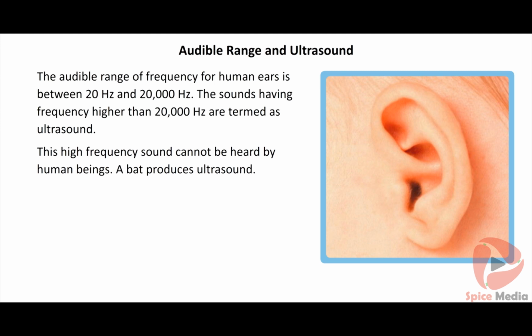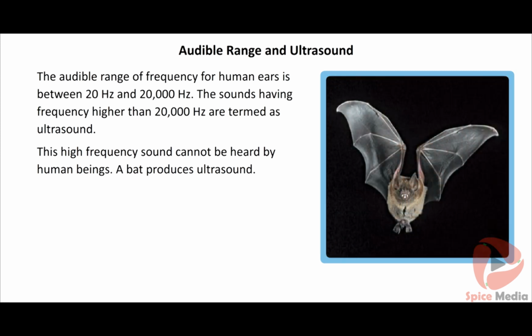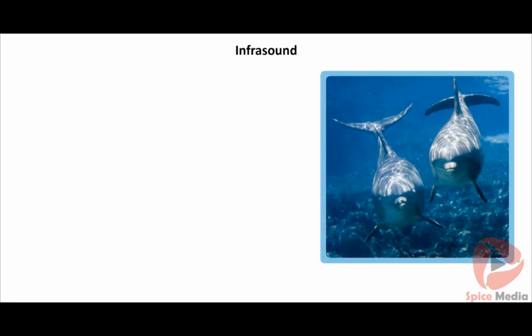This is the human audible range. If the frequency of the sound is more than the audible range, it is called ultrasound. This high-frequency sound cannot be heard by human beings. A bat produces ultrasound. We have learnt about transmission of sound and ultrasound.